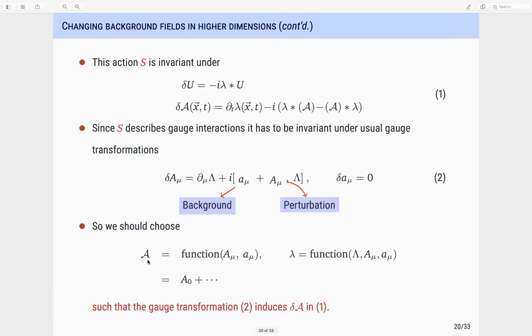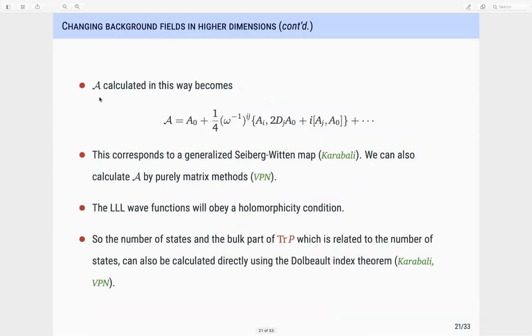So that means I can choose script A as a function of these fields here, the backgrounds, and the lambda, the gauge parameter, also as a function of the original gauge parameter, capital Lambda, and it may be a field-dependent gauge parameter now. And once I choose them as these functions, I demand that this transformation induces this transformation here. In that way, I can calculate script A. And if you do that, here is the series that starts off script A. Now this is for a full-fledged non-abelian high-dimensional case. And there are further terms which can be calculated.